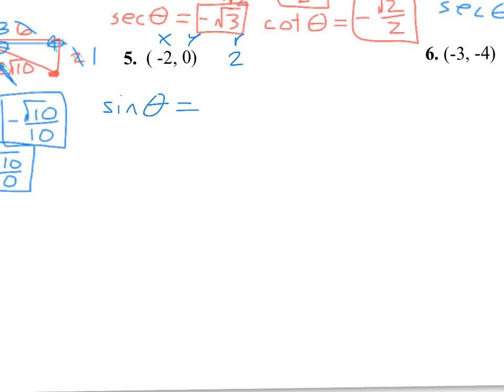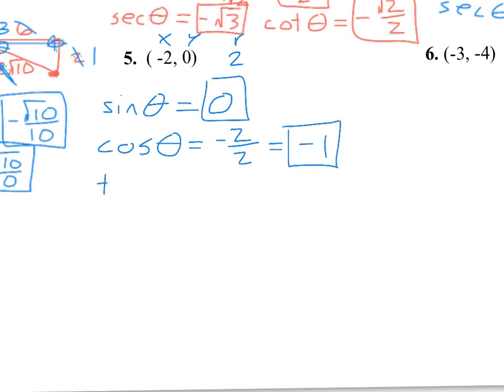So remember, sine theta is your y divided by your radius or your hypotenuse. Cosine is your x divided by the hypotenuse. Tangent is y divided by x. So 0 divided by negative 2 is 0.